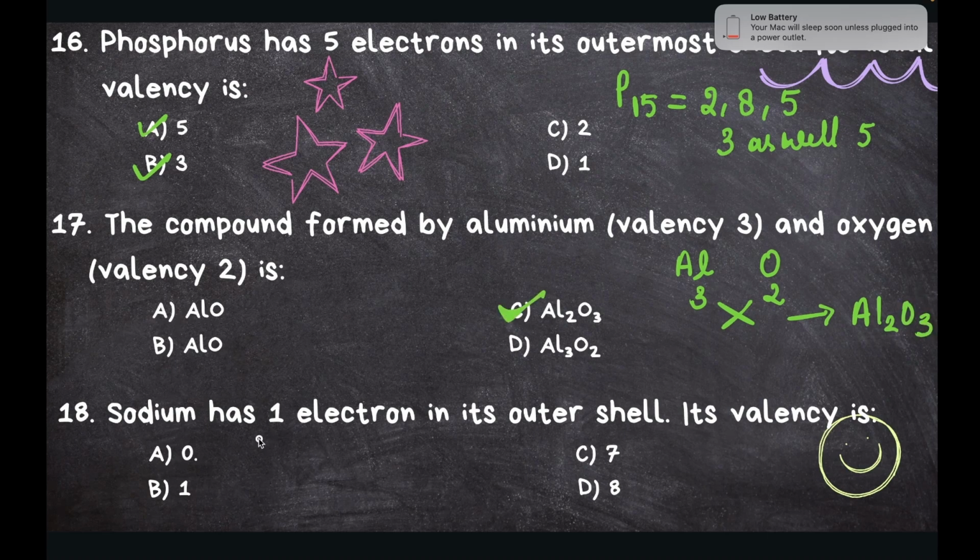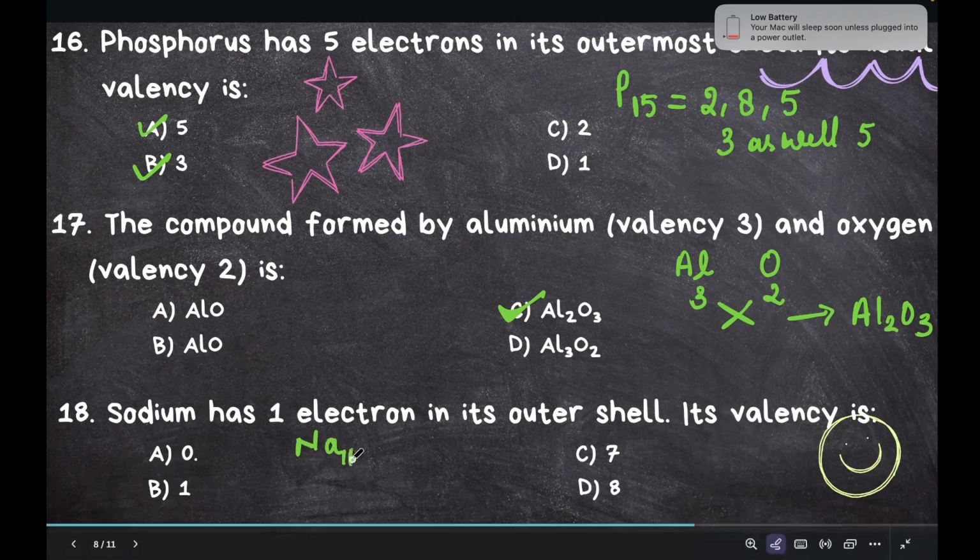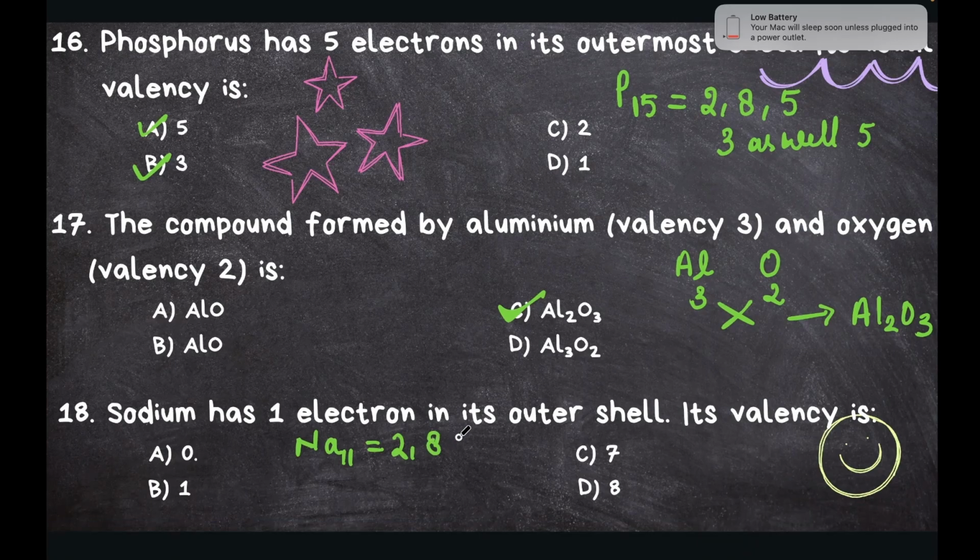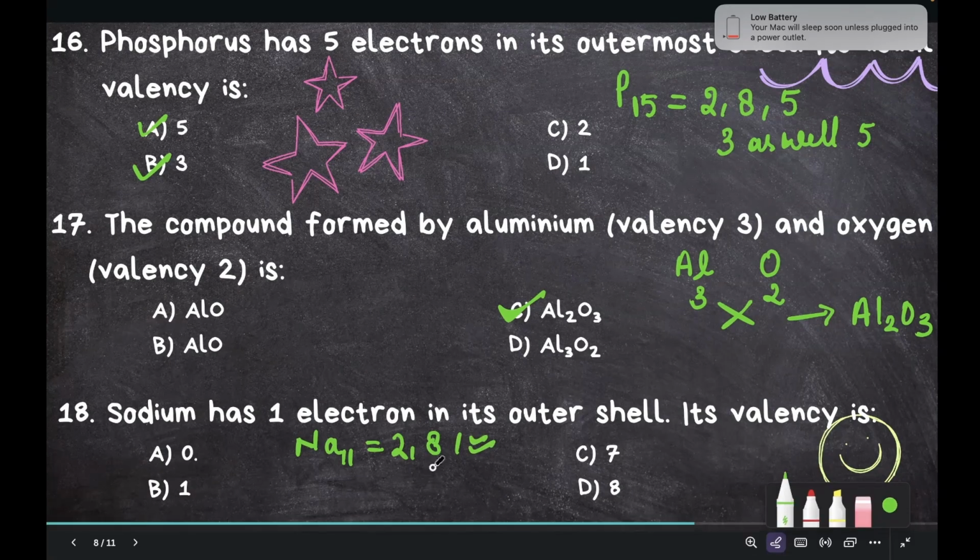Next question is, sodium has 1 electron in its outer shell. Its valency is. As we know, sodium has atomic number 11. So its electronic configuration will be 2, 8, 1. So there is 1 electron and it tends to lose its 1 electron to get a stable electronic configuration. So its valency will be 1. The answer will be B.